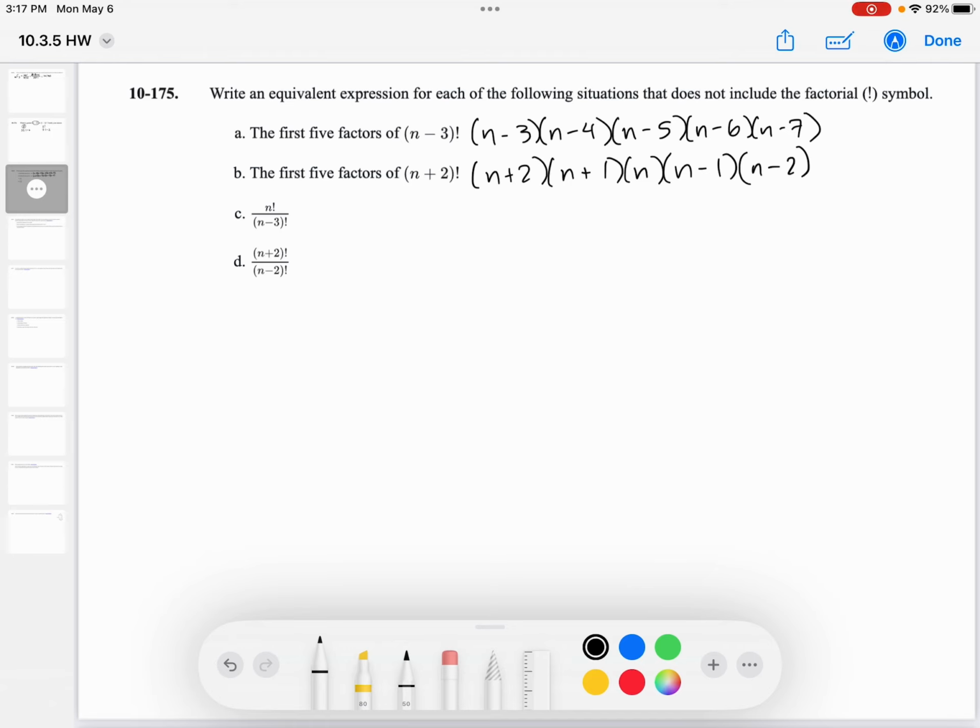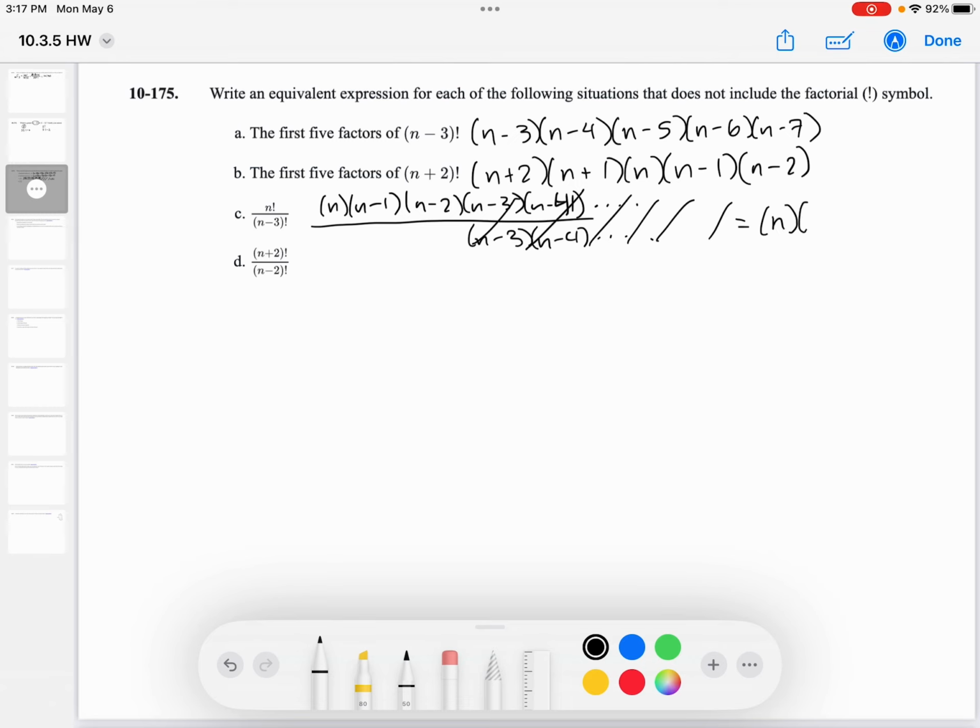Okay, let's see, n factorial over n minus 3 factorial. Okay, well, let's just think. n factorial is n times n minus 1 times n minus 2 times n minus 3 times n minus 4, all the way down. And n minus 3 factorial is n minus 3 times n minus 4, all the way down. So these cancel, and everything down here is all going to cancel until we're just left with n times n minus 1 times n minus 2.